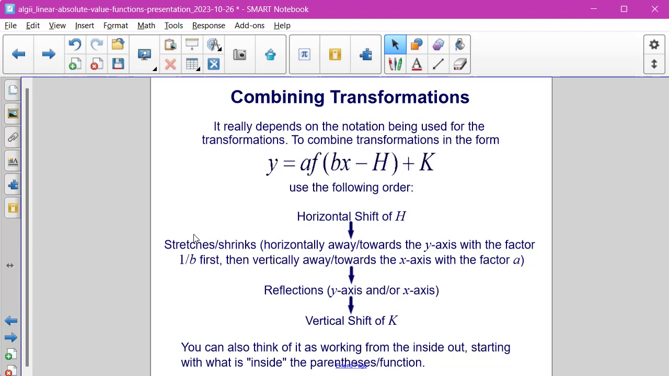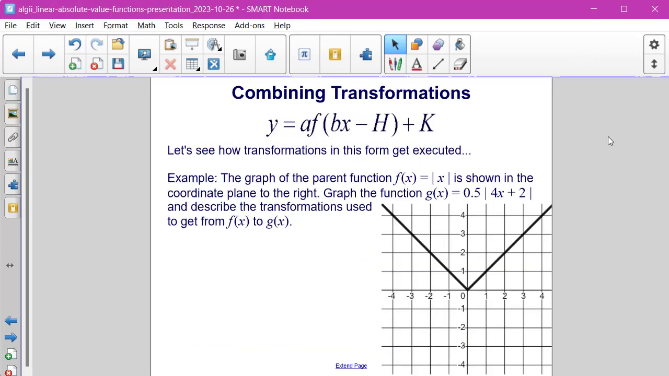Then, stretch or shrink horizontally away or towards the y-axis with the factor of 1 over b. Then, vertically away or towards the x-axis with the factor of a. Then perform reflections about the y-axis and/or x-axis. And finally, do the vertical shift of k. You can also think of it as working from the inside out, starting with what is furthest inside of the function or parentheses. Let's see how transformations in this form get executed.